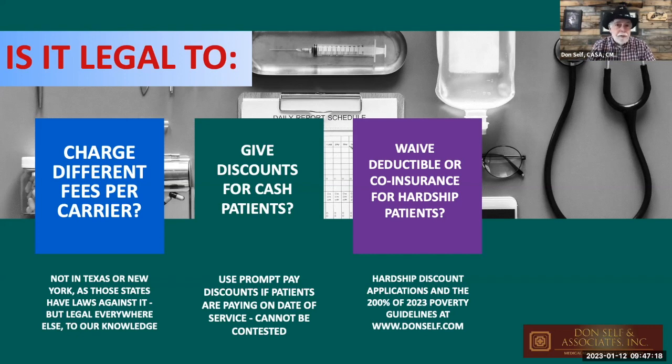Then give the patient the application, let them complete it. If they're within 200% of the poverty guidelines, which is also listed on our website, then you don't have to make an attempt to go after the patient for their deductible and co-insurance, because you'll be following the current laws. And you will find that your income is probably higher by giving the services to those patients at whatever the insurance carrier paid than if you didn't give them the service at all. Overall, I think you're going to find your income goes up by doing that, and it helps the patient. So we're definitely in favor of that.